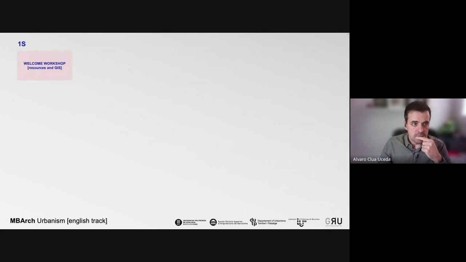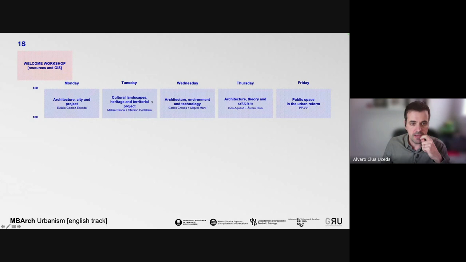So how do we organize the course? We have two semesters. Let's talk about this single specialization. We start with a 1 week welcome workshop. In this workshop, we give you some resources, and of course, we give you some GIS tools so that you can have a basic knowledge of the basic representation tools in urbanism, not only with digital tools, but also hand drawing.